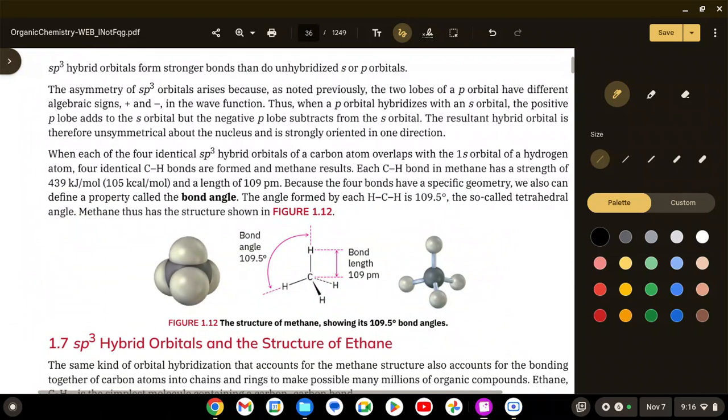When each of the 4 identical sp3 hybrid orbitals of a carbon atom overlaps with the 1s orbital of a hydrogen atom, 4 identical C-H bonds are formed and methane results. Each C-H bond in methane has a strength of 439 kilojoules per mole and a length of 109 picometers. Because the 4 bonds have a specific geometry, we also can define a property called the bond angle. The angle formed by each H-C-H is 109.5 degrees, the so-called tetrahedral angle. Methane thus has the structure shown in figure 1.12.